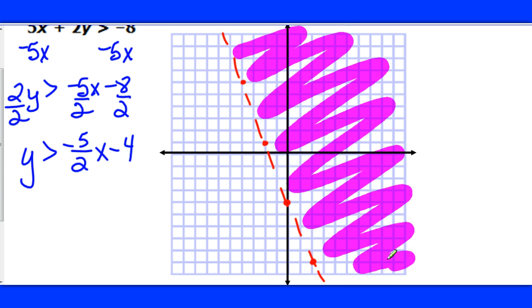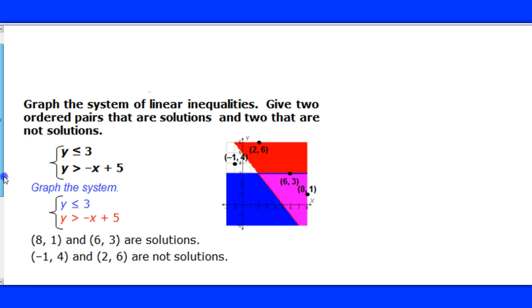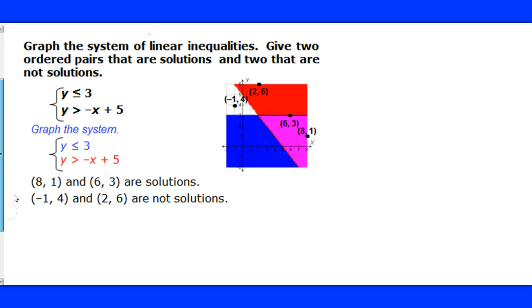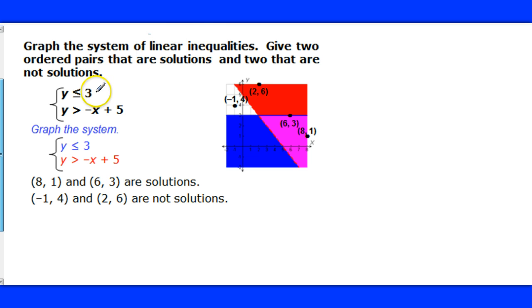We're going to put that together very quickly with a system, and basically what you're going to do is you're going to graph both of these on the same coordinate plane. So y is less than or equal to 3. When you have just the y, you know that that's a horizontal line. That's this one right here in blue. So that's going to be the blue one. Let's grab the blue pen here really quickly. So this one is the blue one right here. There is a solid line here, and it's shaded down below.